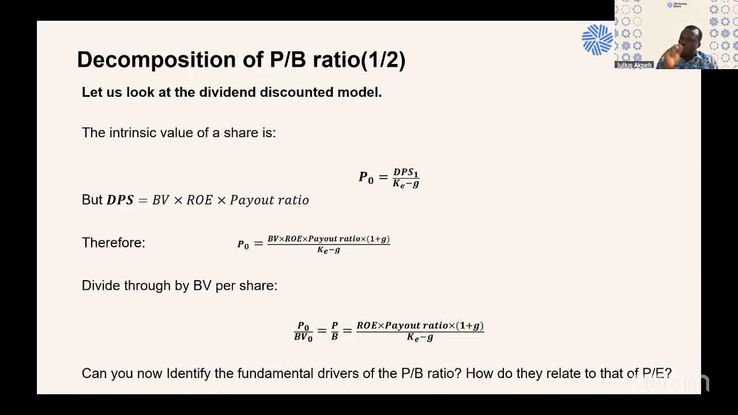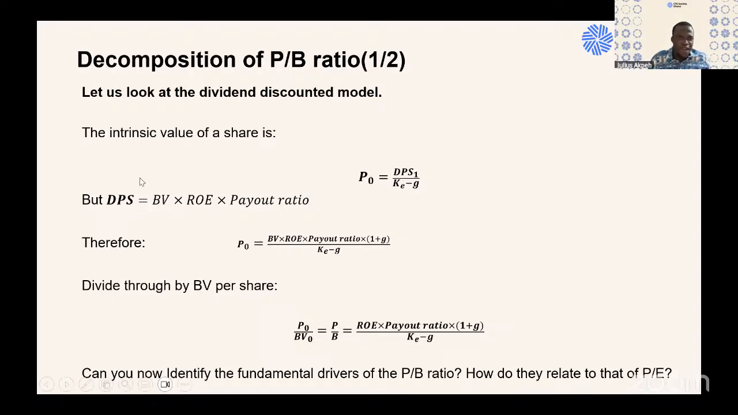Now, we want to also establish that the price to book ratio is also driven by the same three fundamentals. Let's see how it goes. We are going to do a few substitutions here. Number one, the dividend per share is given by the book value times the ROE times the payout ratio. Oh, guys, you remember something.